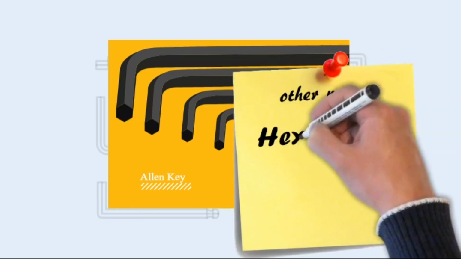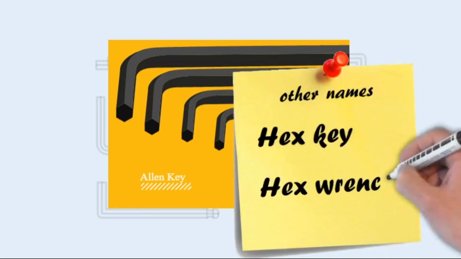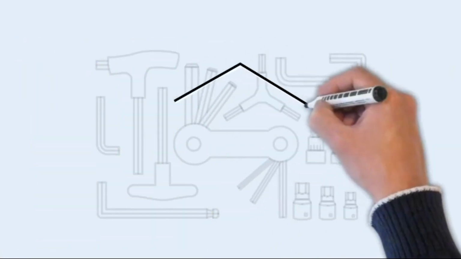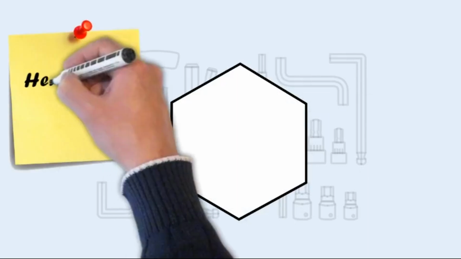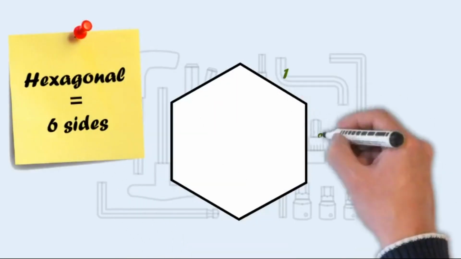It's also known as a hex key or a hex wrench. The reason it's called hex is because of the shape, which is hexagonal. Hexagonal means it has 6 sides.